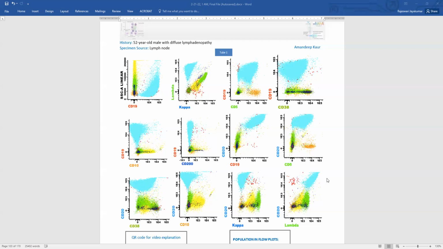And CLL that transforms to diffuse large B cell lymphoma can express CD5, but CLL usually has a dimmer CD20. We see that here the CD20 is pretty bright, and also CLL has dim surface light chain, whereas here the lambda light chains are pretty bright. So those are clues, but again, that's not completely reliable, but that's also a differential diagnosis.